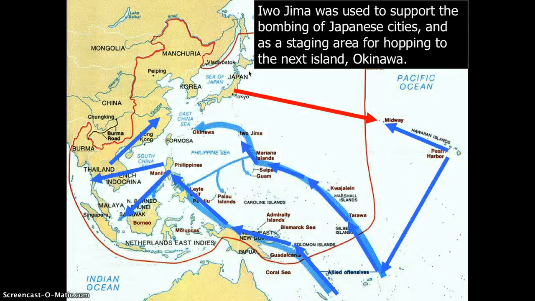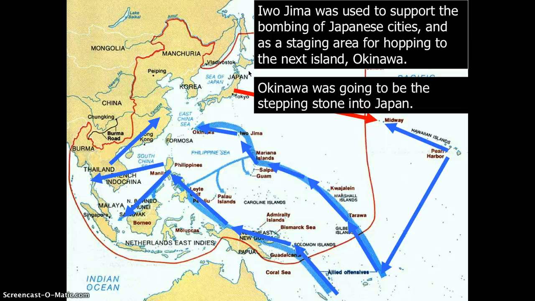So looking back at the map, you can see right here that Iwo Jima and Okinawa were the two stepping stones that were closest to Japan. This is the same map that I showed you before. And so that's why those two islands were so important.